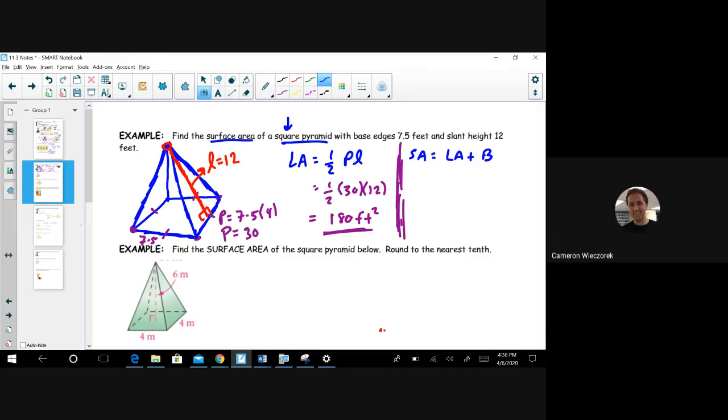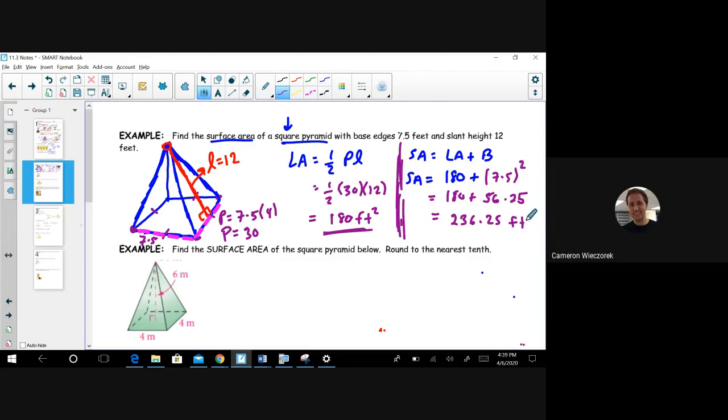Well, the base is just a square. So we know how to find the area of a square. We take base times height. The lateral area was 180. And the base is just going to be, well, there's one part of the square. That's the base. There's the height of the square. 7.5 times 7.5. I'm just going to write that as 7.5 squared. If you add that up, this is 180, and 7.5 squared is 56.25. Add those together, and your total surface area is going to be 236.25.